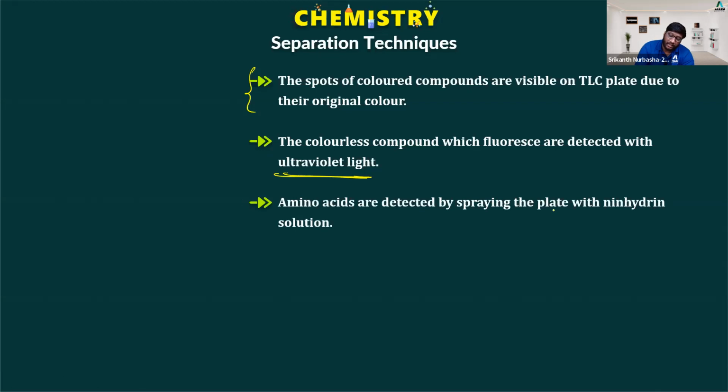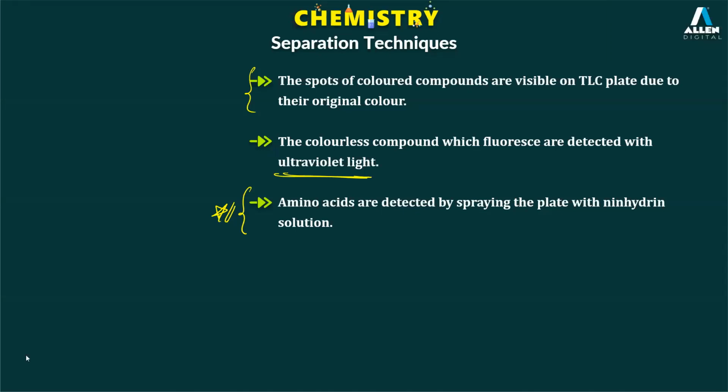Amino acids are detected by spraying the plate with an anhydride solution. This example you have to remember. Amino acids are detected by spraying the TLC plate with an anhydride solution. Right, students? Is that point clear to everyone or not? Yes, sir.